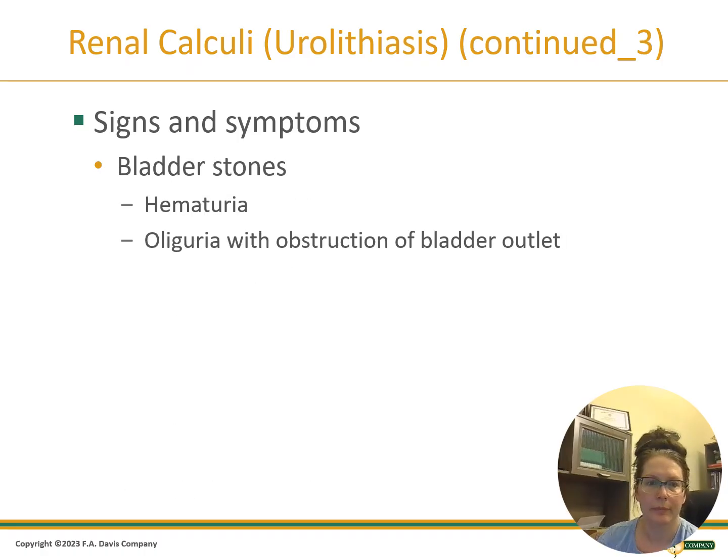Okay. So signs and symptoms of bladder stones, that's going to be the hematuria and the oliguria. So that's, again, low urine output. So that low urine output is going to be from when a stone's obstructing the bladder outlet. Okay, so these stones are often from urinary stasis.